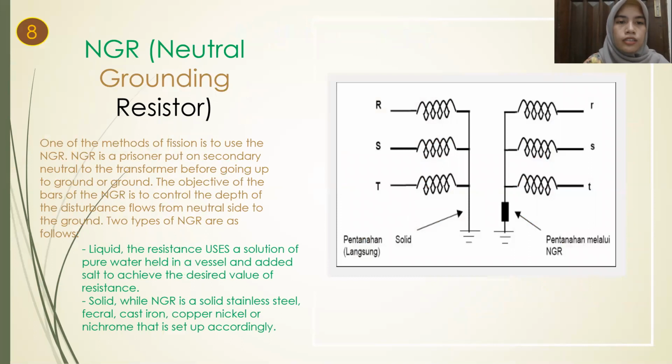NGR, or neutral grounding resistor. One of the methods of grounding is to use the NGR. The NGR is placed on the secondary neutral of the transformer before going to ground. The objective of the NGR is to control the amount of disturbance current that flows from the neutral side to the ground. Two types of NGR are as follows.